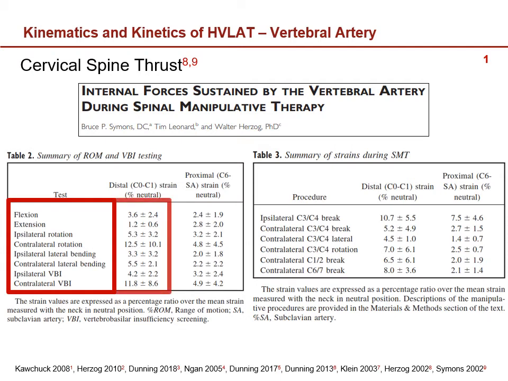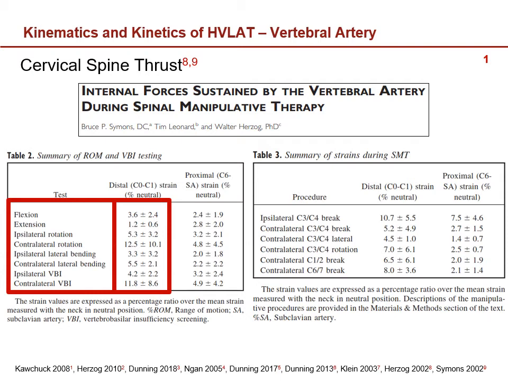And what we can see is that the distal strain, or the percent from neutral, is the highest when I rotate to the right, it's going to be the highest on my left at C0, C1. And this is also quite close to that of the contralateral VBI testing. Again, VBI is vertebral basilar insufficiency screening, and we'll go through this in lab for clarity on what that is if you're not already familiar.